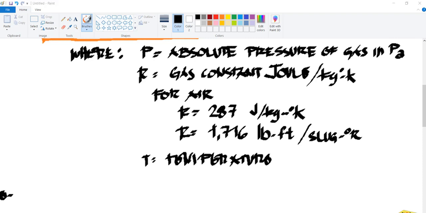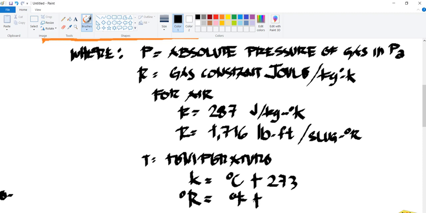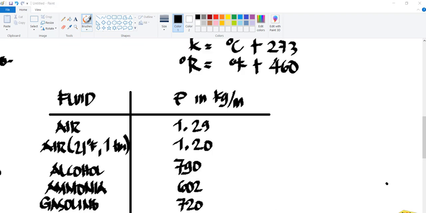So for the absolute temperatures, we have Kelvin. You just add 273 to the degrees Celsius. Now for English, that will be degrees Fahrenheit plus 460 in order to attain an absolute temperature. Okay? So I'm writing here the different types of properties of fluid.